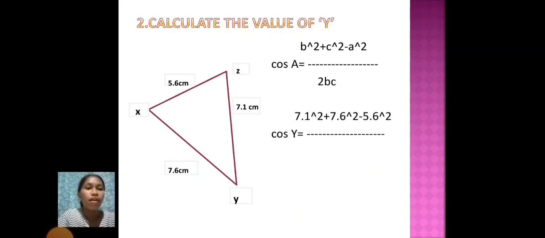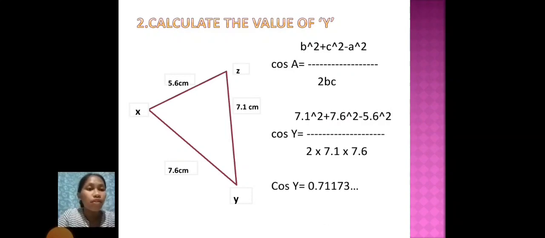So we have cosine y equals b squared, where x is 7.1, so 7.1 squared, plus c, which is z, so 7.6 squared, minus a, which is 5.6, so 5.6 squared, all over 2 times 7.1 times 7.6. So we now have a form that we can use.